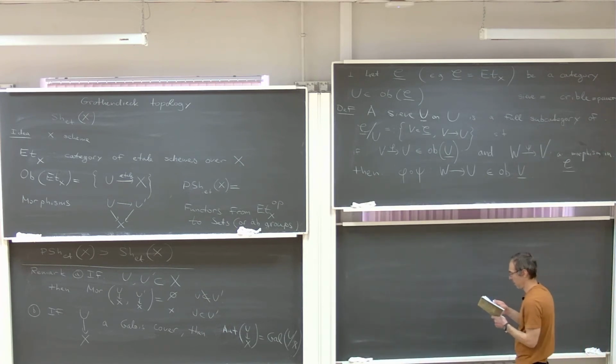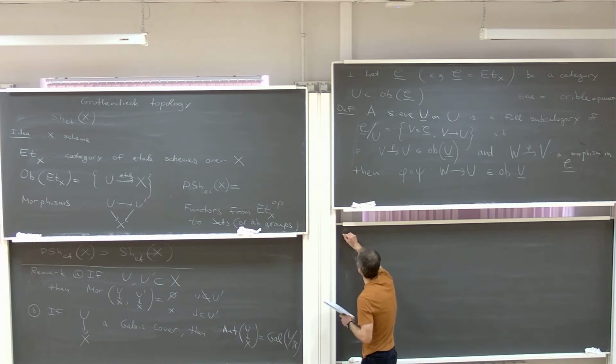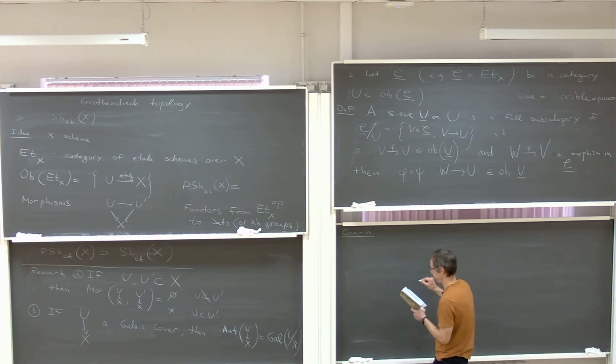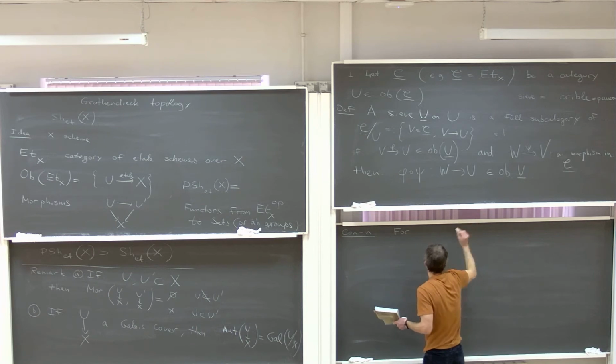Now, construction. So this is the definition. Here is how you can construct new sieves from a given one. So suppose I have just a family of morphisms.